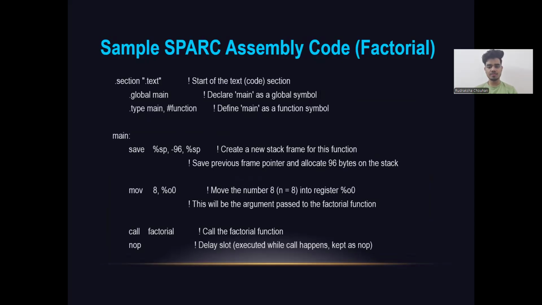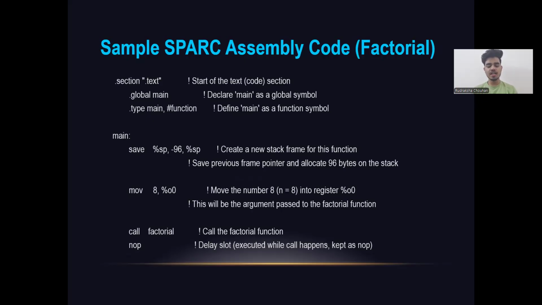So the factorial code, as we can see here, is written here. In this code, the number 8 is loaded into the %o0 register, which is used as an input argument to the factorial function. The save and restore instructions create and destroy the stack frame for each function call, which is part of the SPARC register window mechanism.